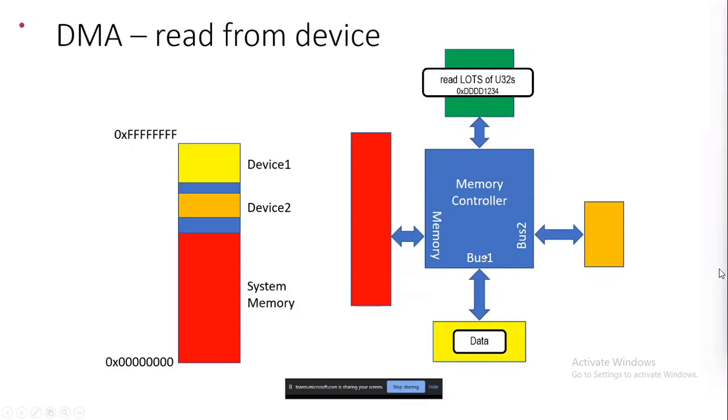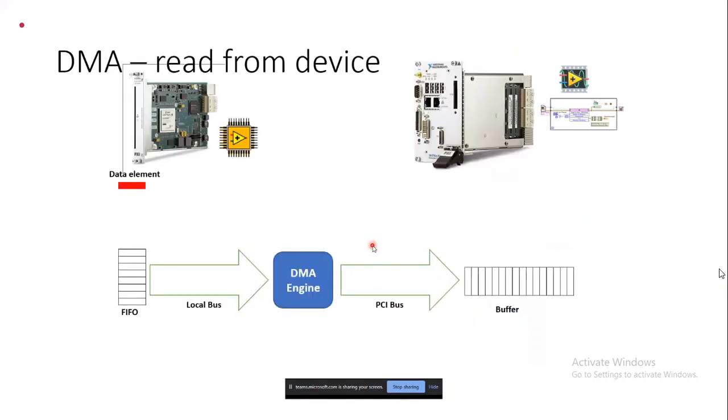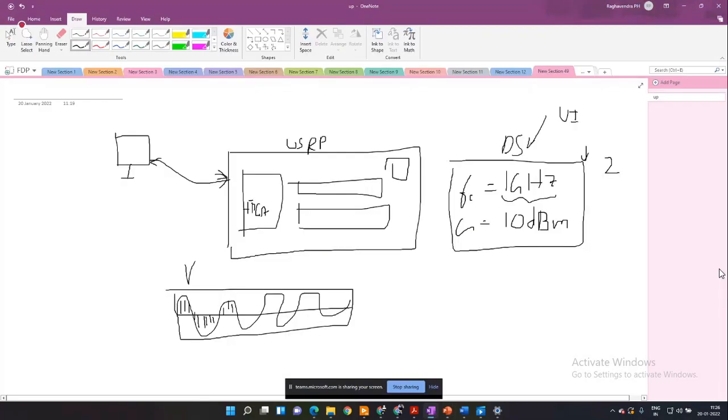So you take the data from the USRP, it goes to the memory controller, and since the memory controller is already programmed by your CPU, it doesn't go back to the CPU. It comes directly to the memory. Since you don't have CPU involvement, the data transfer is actually pretty fast. So that is the basics of how a DMA FIFO works.